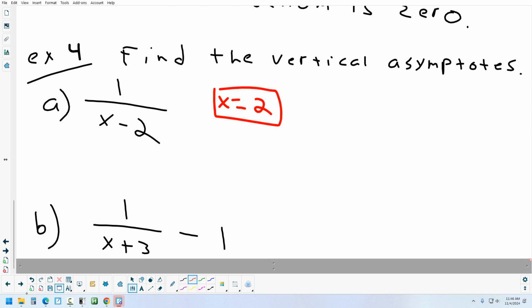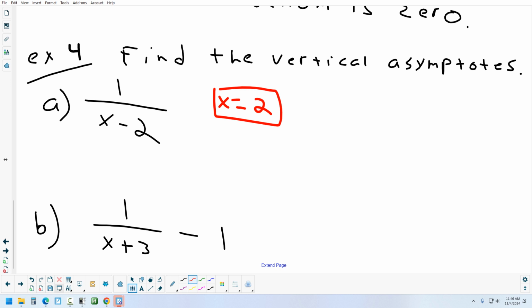All right, let's try this one. How about 1 divided by x plus 3 minus 1? Are there any common factors in the top and in the bottom right there? No. If there was a common factor, we'd have an x plus 3 in both. What would make the denominator 0? -3. That's your vertical asymptote. Now what if I did this?